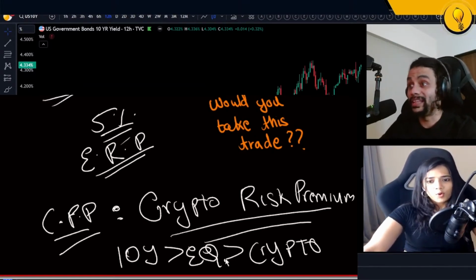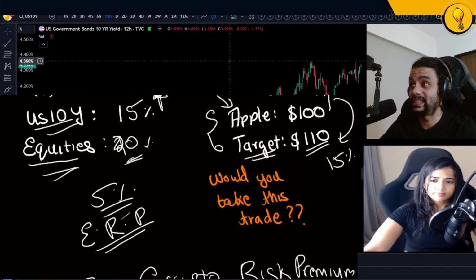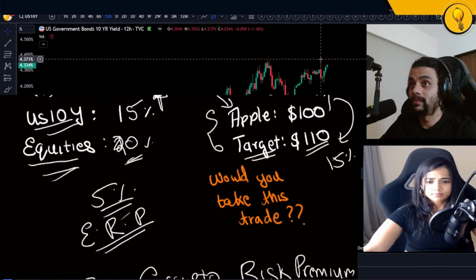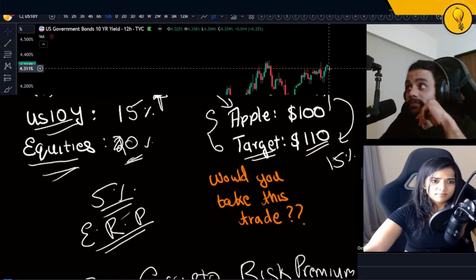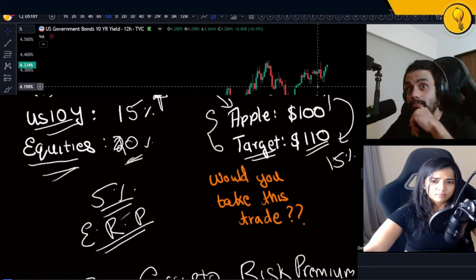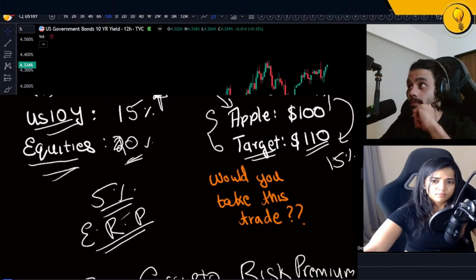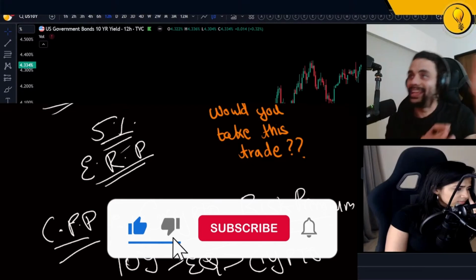So if they already have such a big hurdle to bypass with the 10-year yield currently sitting at 4.334%, it's going to be tough for Bitcoin to catch a bid. The fact that it is catching a bid is really, really, really good. But for Bitcoin, we're going to make an exception, and I'm going to explain why in the next stream.